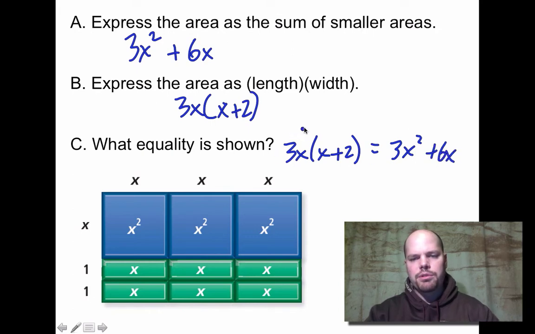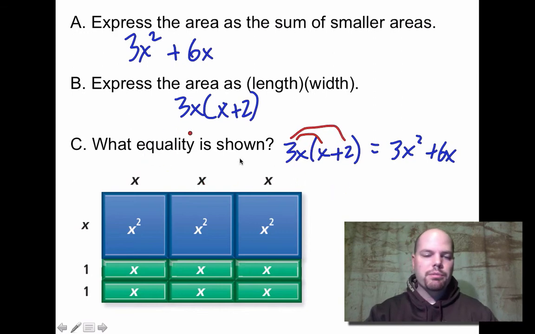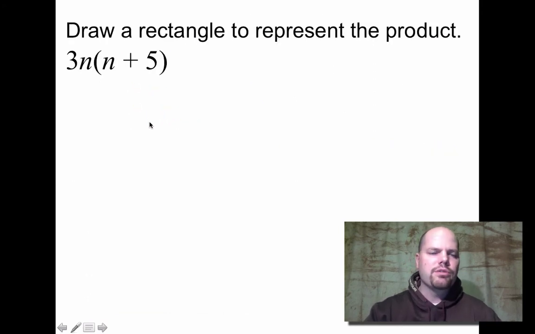And if we took the time to distribute, 3x times x is 3x squared, and 3x times 2 would be 6x. So using the distributive property, we know those are the same. But we could look at them as the sum of the smaller areas, or the area as the length times the width. All right, so let's try one backwards here. Let's draw one first. Draw a rectangle to represent the product 3n times the quantity n plus 5.